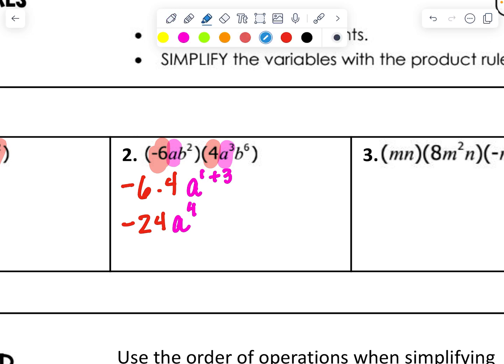Okay, then there's also B's in here. So I got B there and B there. The first term says to multiply B 2 times. The second one says to do it 6 times. So I need to multiply B 8 times. That's my answer.